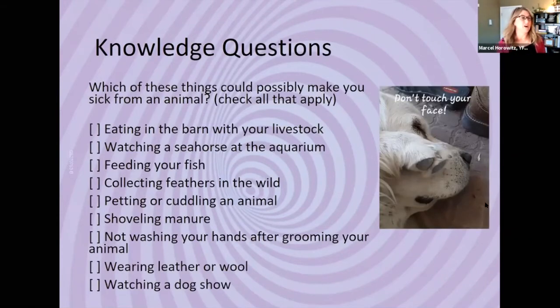So this is an example of some of the knowledge questions. How can we get sick from animals? Did they understand how disease transmission occurs between animals and humans? This is one of the questions we asked and one of the pictures that one of the youth made.